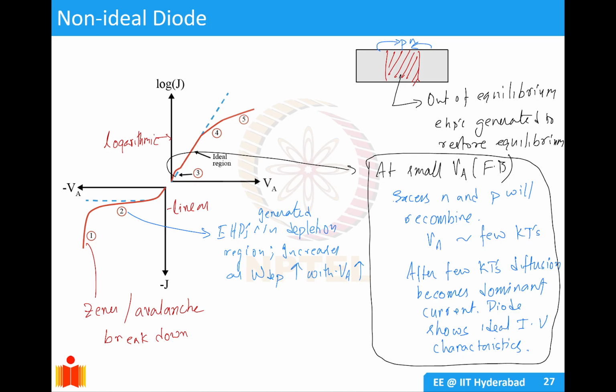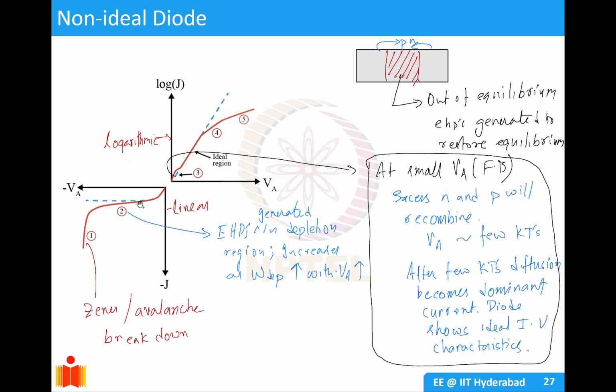So the next topic is the non-ideal diode. When we were deriving the ideal diode equation, we had made assumptions about low level injection and a constant current in the depletion region. But in real life, a diode is not ideal and does not give ideal conditions.